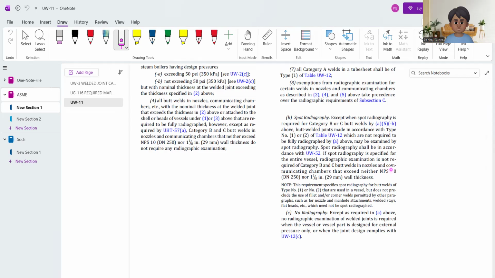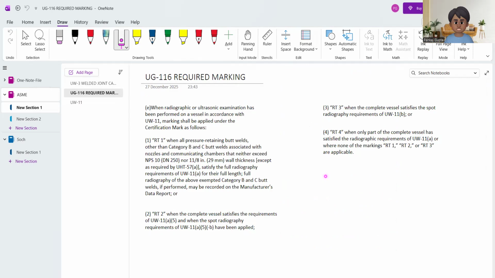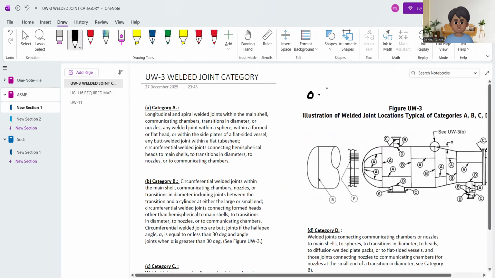The same paragraph is written, but if I say it in the broader sense, the complete vessel is spot radiographed. Here, all seams, long seam, circumferential seam, everything is spot radiographed. But if we follow that, even in the design, we need to take each and every part as joint efficiency equal to 0.85. As 0.85, we need to take the joint efficiency for each and every item.